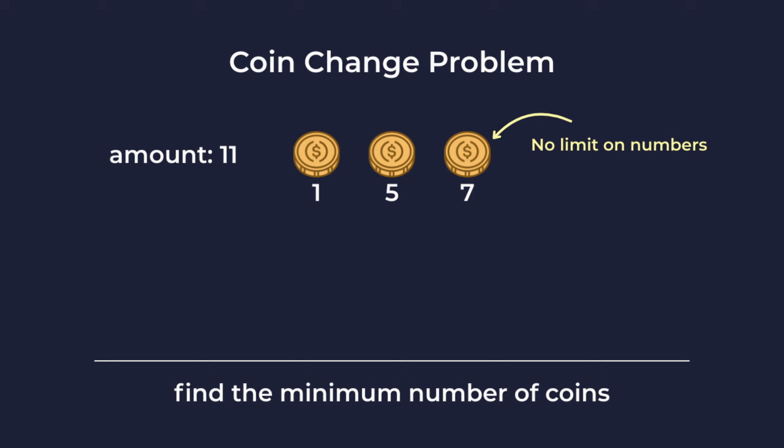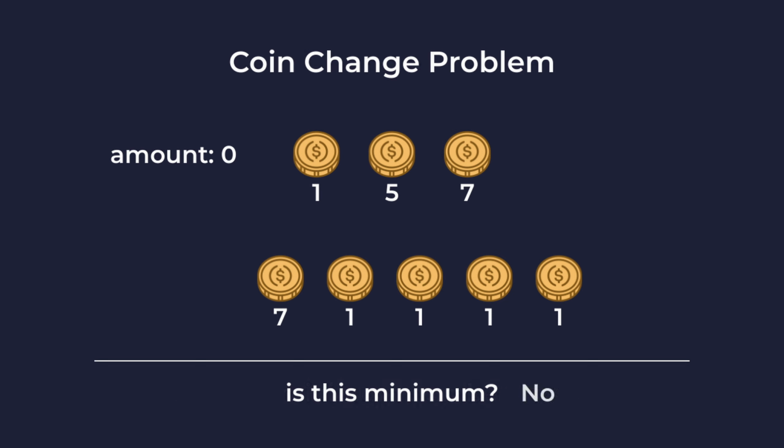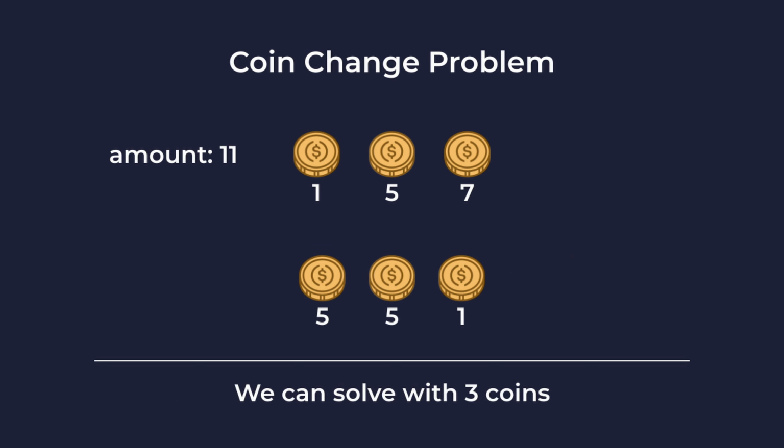Most people first think of a greedy approach. Take the biggest coin first, then move down. In our case, take 7. That leaves 4, so we add 4 ones. That's 5 coins total. But is that the minimum? No! We can solve it with just 3 coins, 5, 5, and 1.